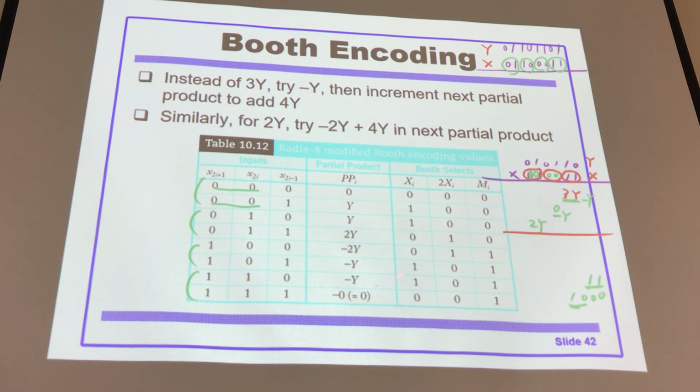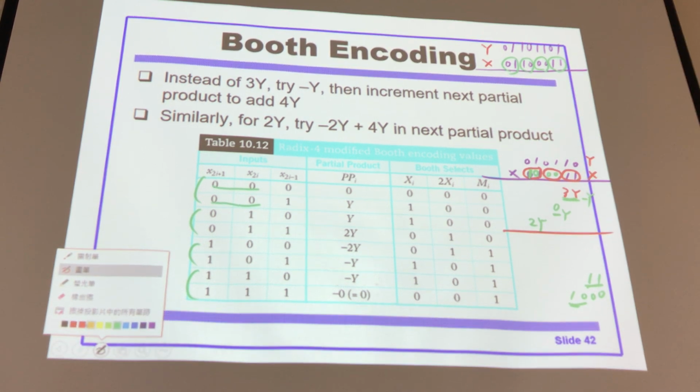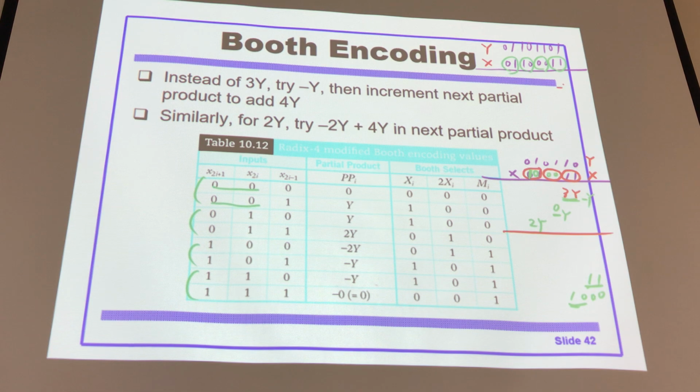So you are going to have minus y for the first partial product. It's going to be minus y. Okay? But we are aware that you owe 4y, right? Originally, you should get 3y, but you simply generate minus y. You owe 4y. But in the next two bits, 0, 0, because you owe 4y here, equal to you owe 1y here.